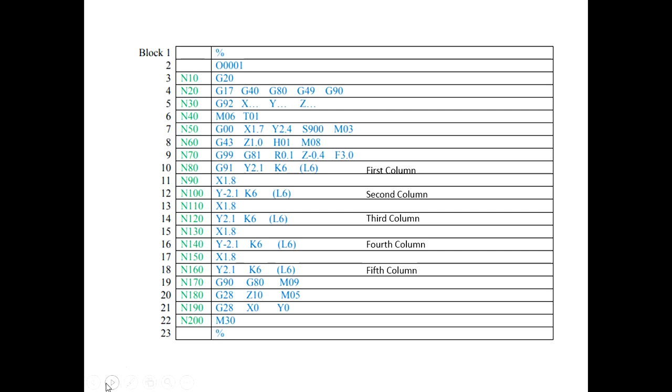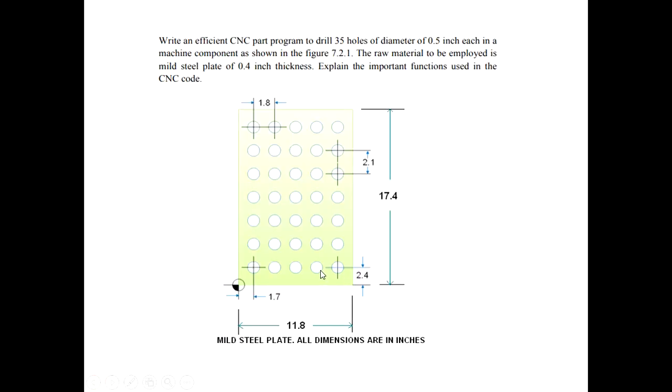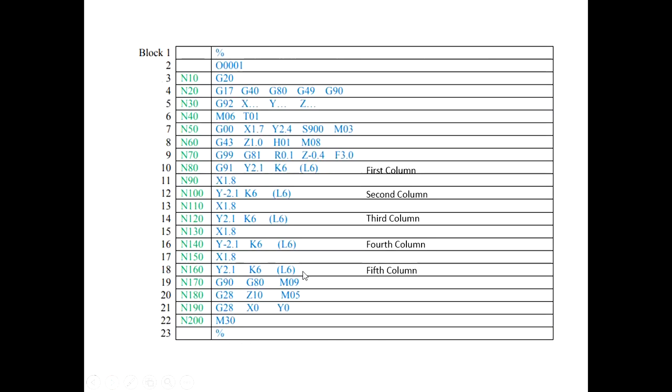Then the last column now. In the last column again from this point X will be 1.8, and from this point incrementally Y will be 2.1. This is the last column. Y is 2.1 for 6 number of times, that is the fifth column.